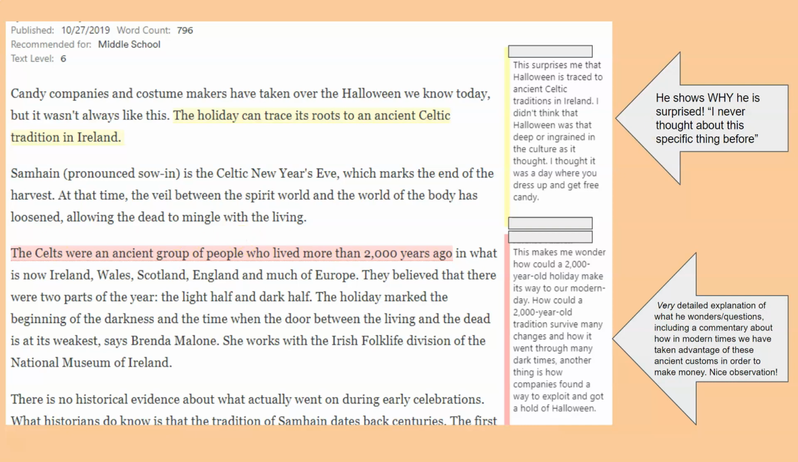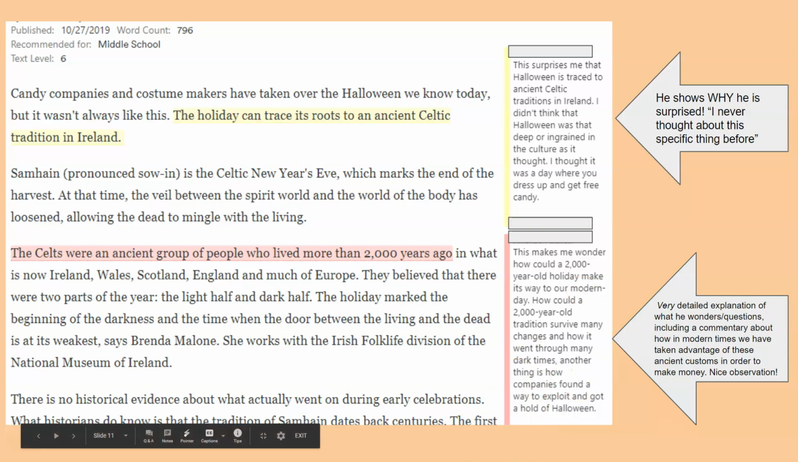Okay? And then for wonder or question, they wrote, the Celts were an ancient group of people who lived more than 2,000 years ago. I would have finished and said, in what's now Ireland, Wales, and so on. So they wondered. They said, this makes me wonder, how could a 2,000-year-old holiday make its way into our modern day? How could a 2,000-year-old tradition survive many changes, and how it went through many other dark times? Another thing is how companies found a way to exploit and got a hold of Halloween.